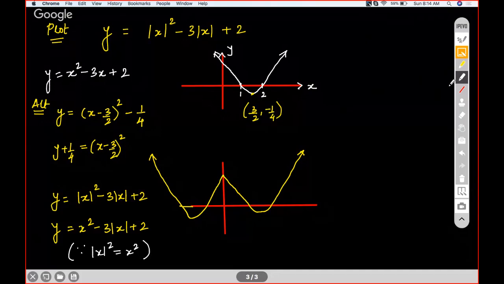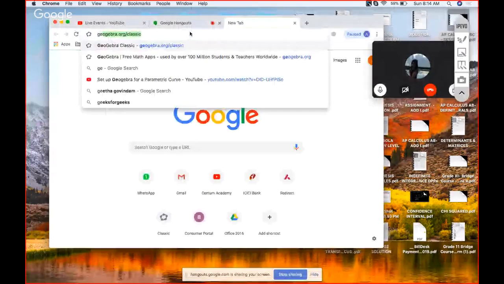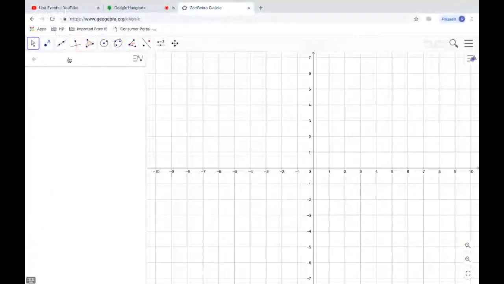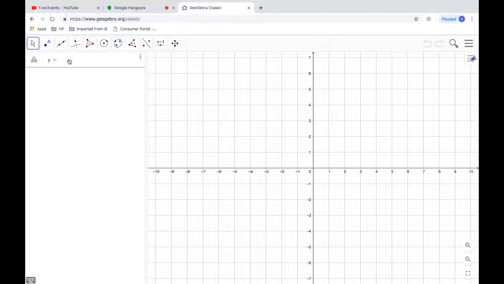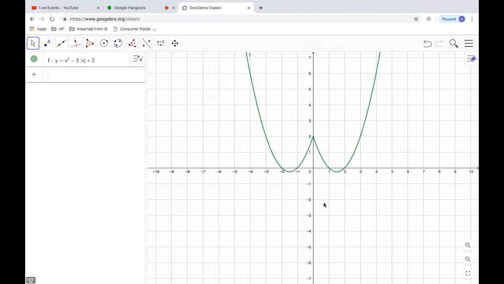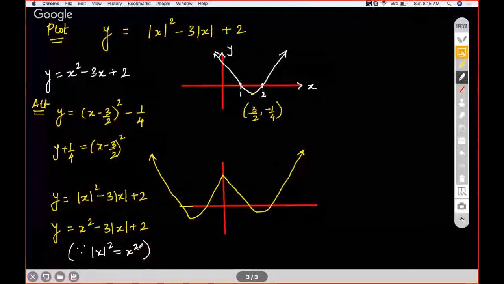Let's try to see on GeoGebra how it turns out. So y is equal to x square minus 3 absolute value of x plus 2. See this graph? So that's how the graph is being done. Let's take a few more questions.